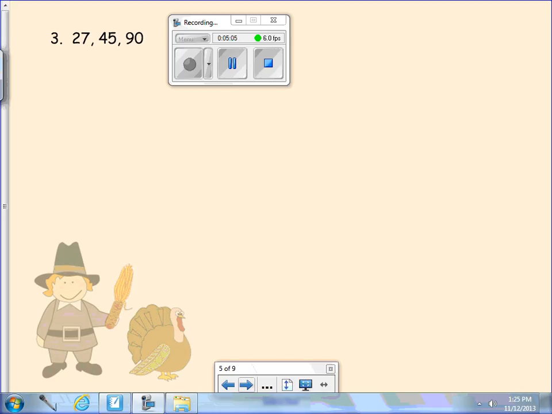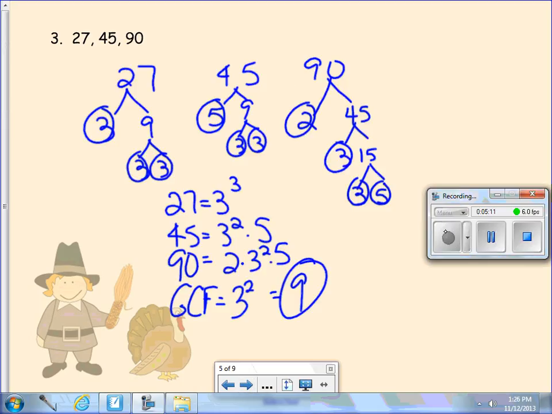Okay, we have one more example. Let you work this out. Pause the video and we'll come back and check that. Okay, again, we did our factor trees, found the prime factorization for each one, checked our work, noticing that the greatest common factor was 3 squared. 3 squared is 9.